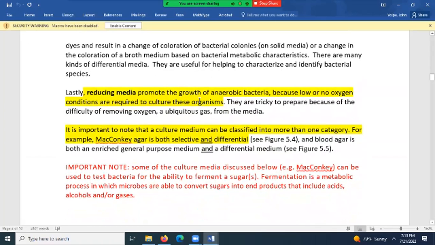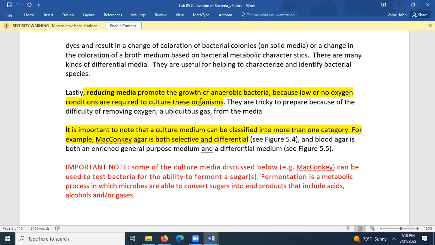The fourth type of media is a reducing media. This is a media to promote the growth of anaerobic bacteria. Anaerobes either grow in low or no oxygen conditions. And in order to get an anaerobe to grow, you have to grow it in a reducing media. Now, the reducing media removes the oxygen.